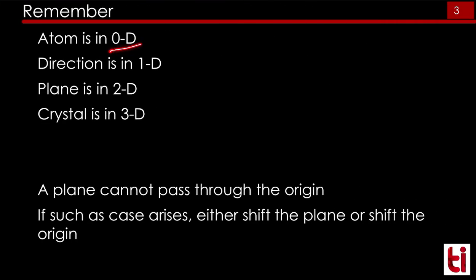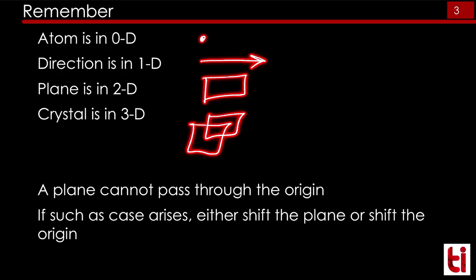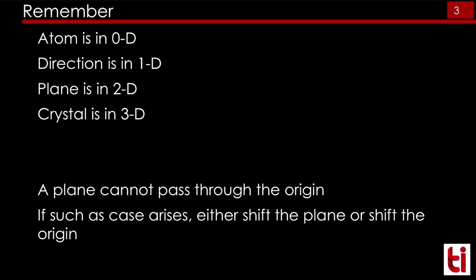Remember that atom is in 0 dimension, direction is in 1 dimension, plane is in 2 dimension and crystal is in 3 dimension. So this is for atom, this is for direction, this is for a plane, and the crystal is in 3 dimension. Again, the plane cannot pass through the origin. If such a case arises, you have to shift the plane or you can shift the origin also.